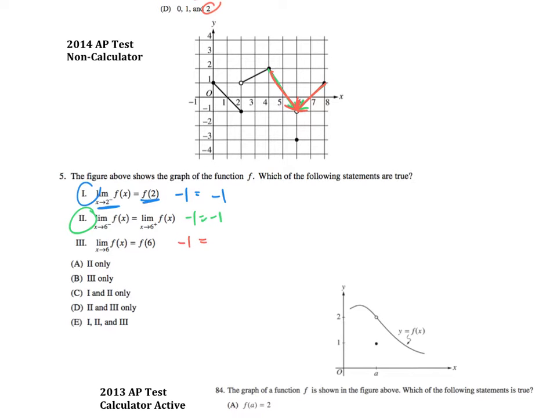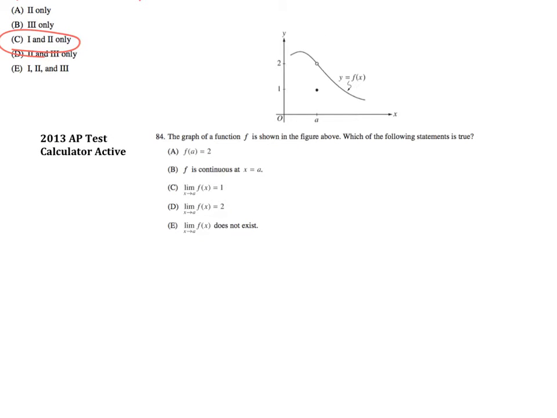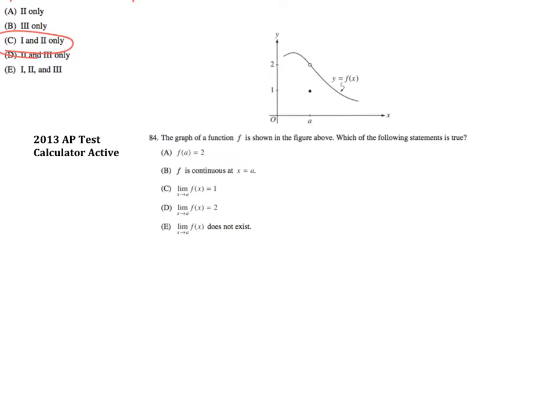Is that equal to the value of the function at 6? And the value of the function at 6 is actually -3. -1 does not equal -3, so I do not like option 3. I like C. The next question says, which of the following statements is true?